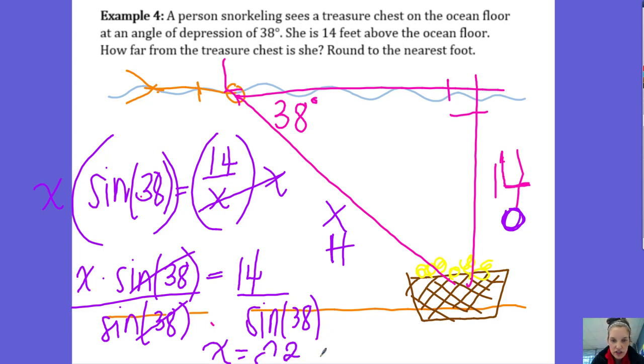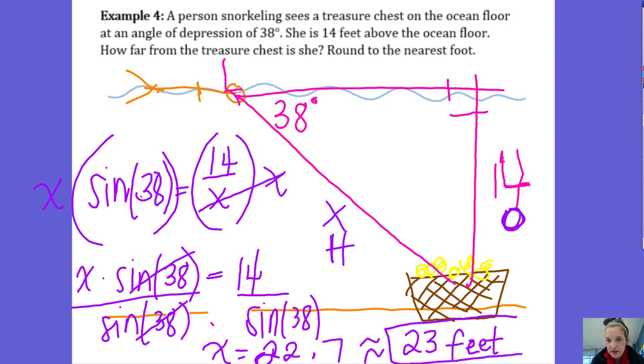You're going to get 22.73, so 22.7, but it says round to the nearest foot, which means to the nearest whole number, and so that .7 will bump us up to 23. So rounded to the nearest foot is 23 feet. So our snorkeler is 23 feet away from the treasure chest.